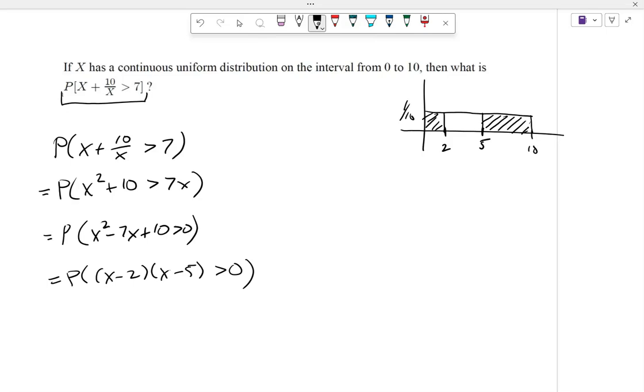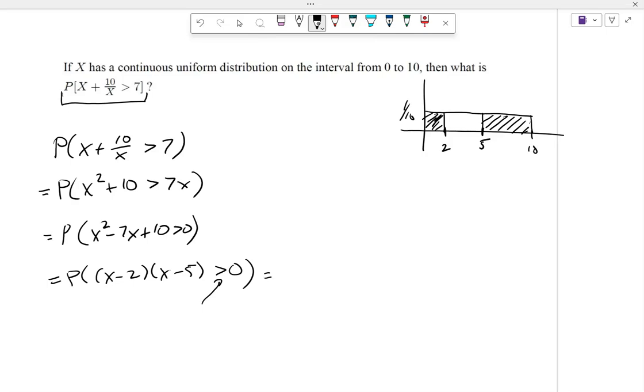Well, in between, if you put a number in between 2 and 5, what kind of a product do you get? Do you get positive or negative? Say you plug in 3, what do you get? Negative. I don't want that one. I want it to be positive. I want it to be greater than 0. So I'm in this rectangle or this rectangle. Can you figure out these areas?